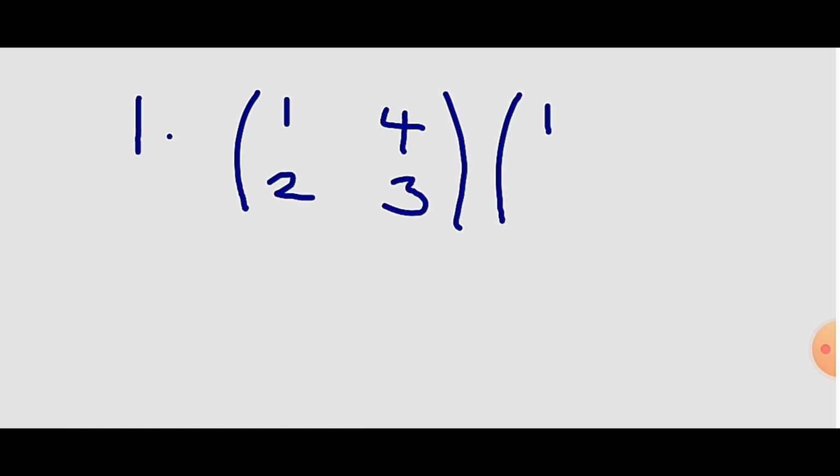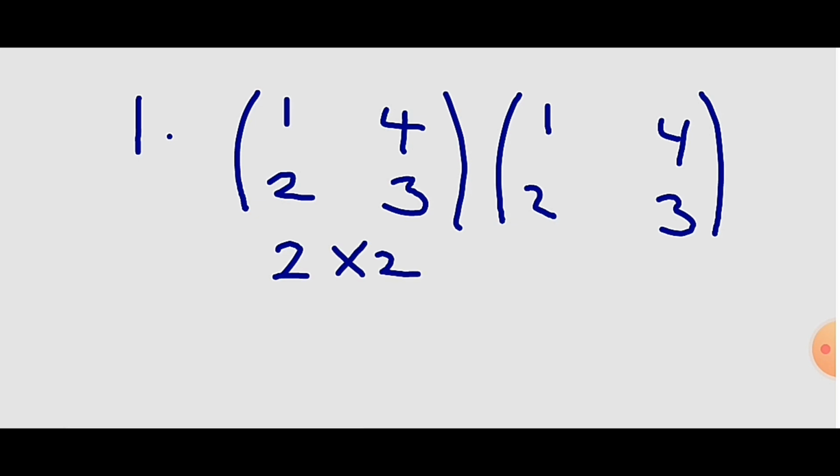Let us look at example number 1. Before you multiply these two matrices, first state the order. This is a 2 by 2 and this one is also 2 by 2. The number of columns here is 2. The number of rows here is also 2. So the multiplication is possible because they are equal.